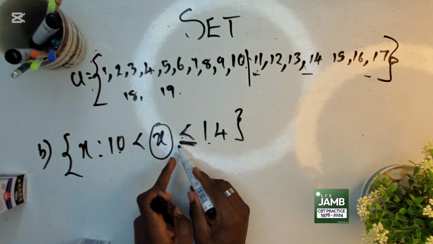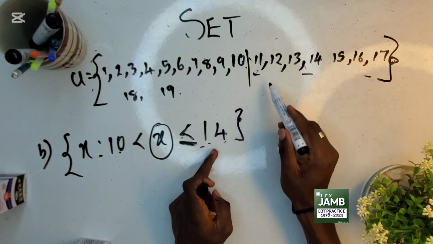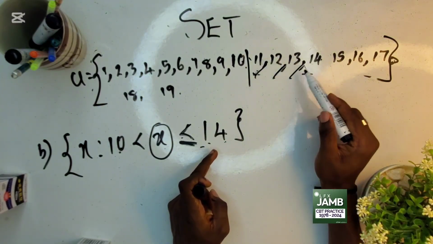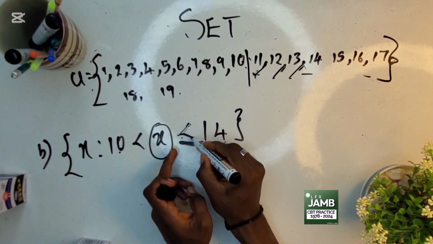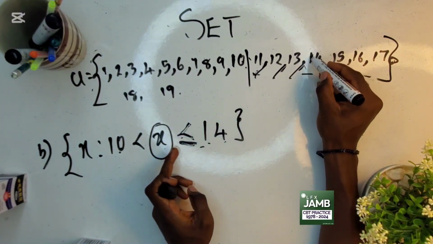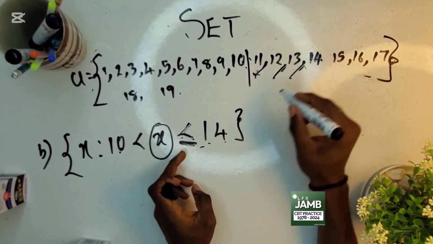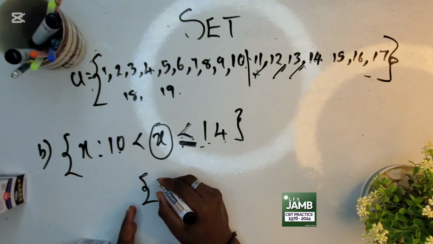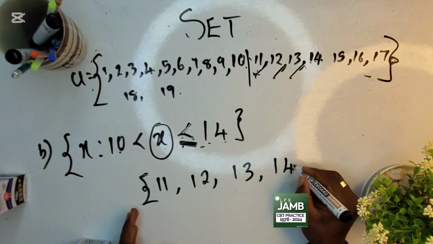And they said less than 14. That is, that number is also less than 14. So when we consider 11, we consider 12 because it's also less than 14. Consider 13, it's also less than 14. Now the statement said less than or equal to, so we also consider 14 because 14 is part of the set because of this equals to sign. So the members of this set will be 11, 12, 13, 14.